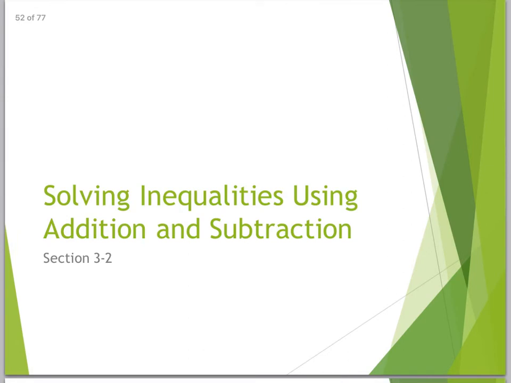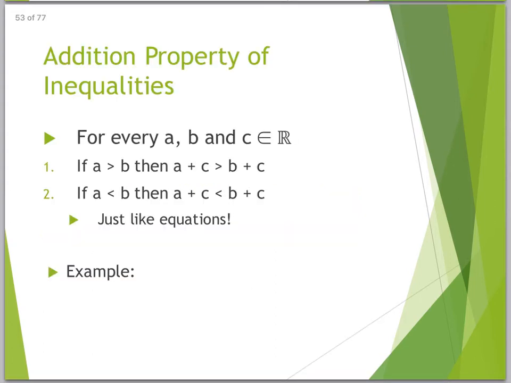Moving forward to 3-2, solving inequalities using addition and subtraction. So here we go. For every a, b, and c that are elements of the real numbers, in other words, they're real numbers, and you'll know what this elements thing means soon enough. That's in some sections coming up, loads of fun set stuff. So if a is greater than b, you can add c to both sides and it doesn't change. If a is less than b, you can add c to both sides and it doesn't change. Where that comes in handy is if it's something like x minus 3 is less than 4. I can go ahead and add that 3 to both sides, and x is less than 7. That's all it says.